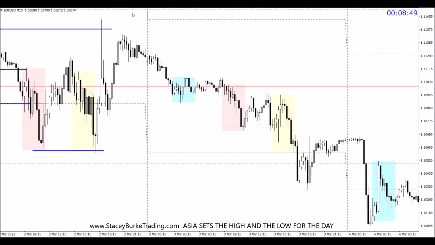Again, just emphasizing the Asian high and low. That can give us a lot of information. Then we incorporate our timings, major round numbers, the pattern of the trend, day 1, day 2, day 3, and that helps us put it all together.